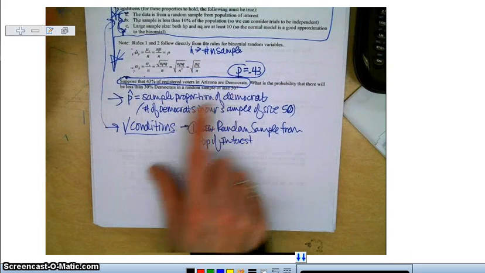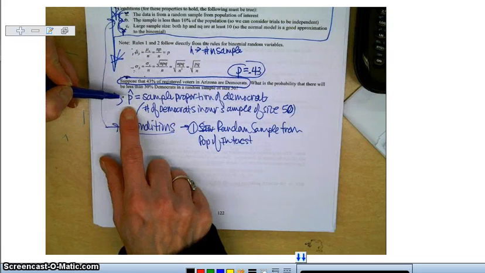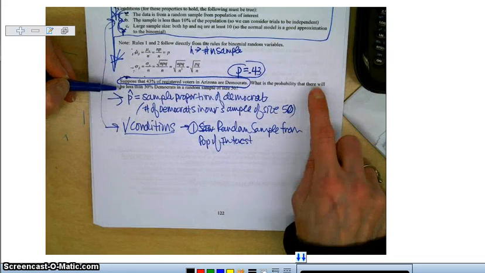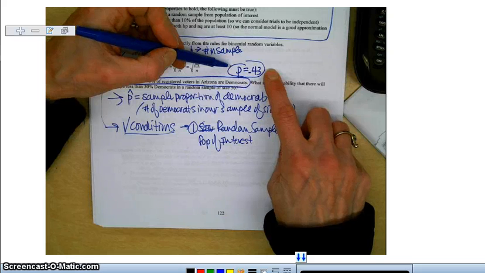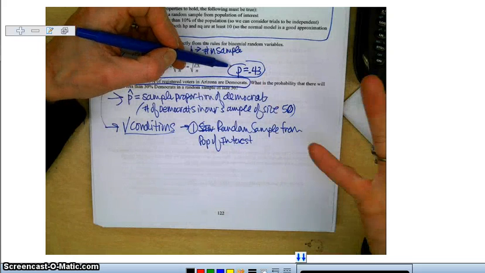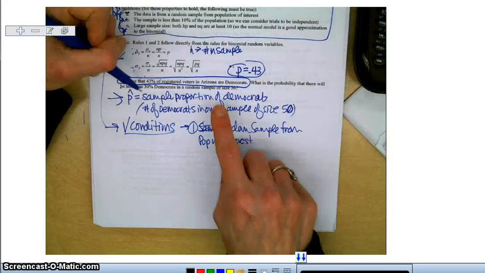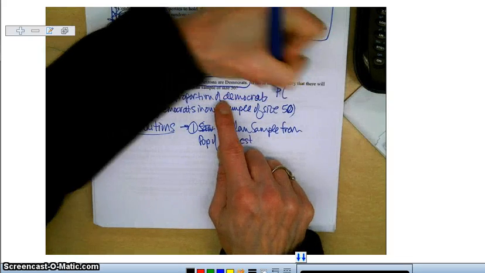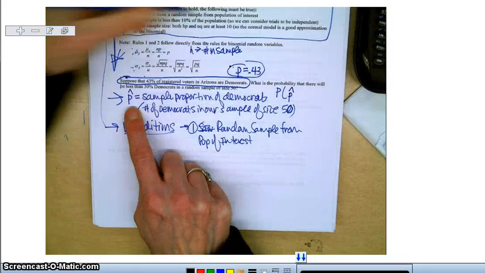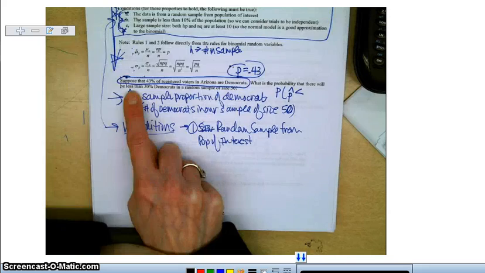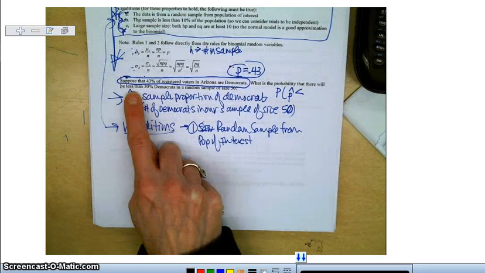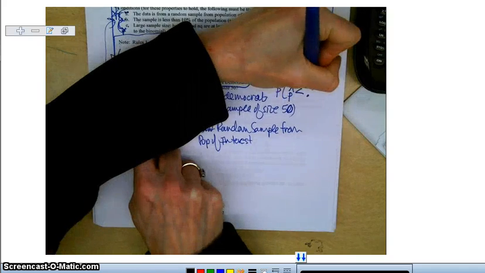To start the problem, we are going to define P hat. P hat is dealing with our sample. This is the true proportion that we assume is true. So assuming this is true, we want to find the probability that P hat is less than 30%. How are you going to write 30% as a proportion? 0.3. Okay, we usually just write it as a decimal.